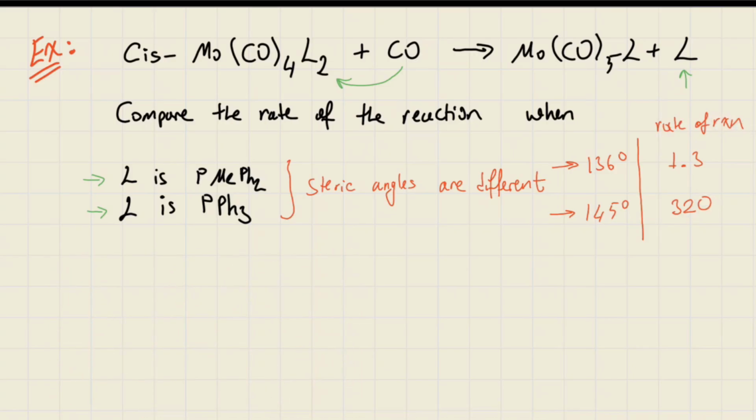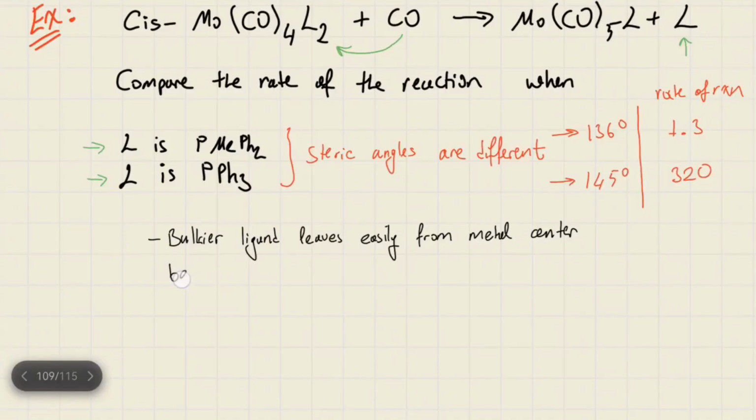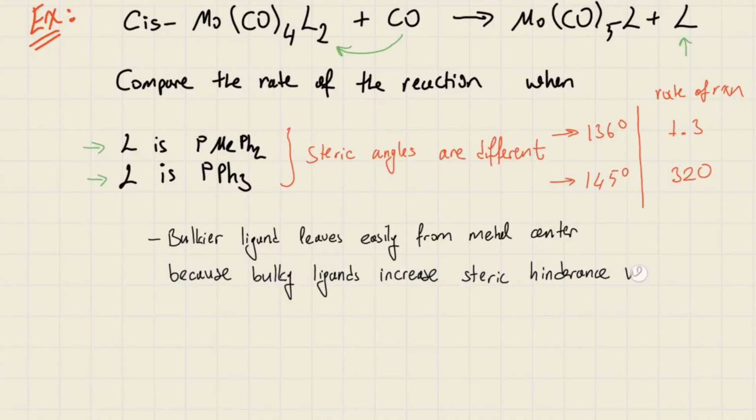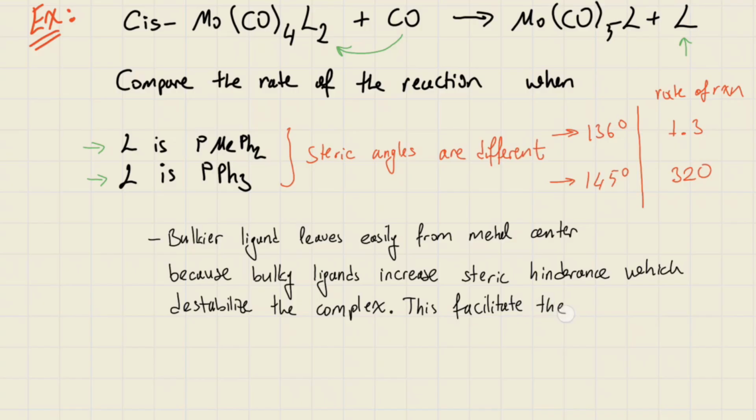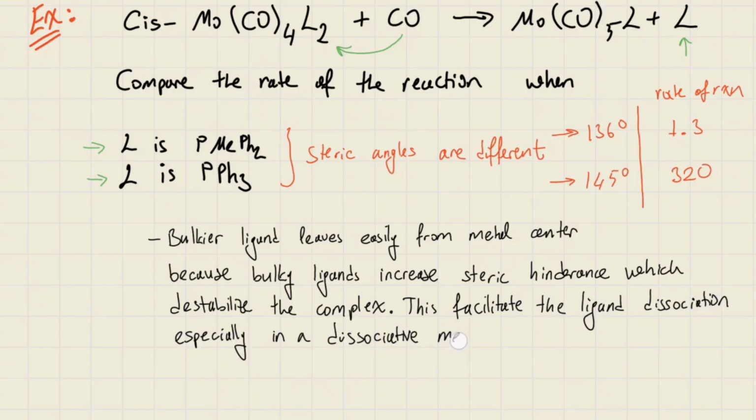So it is very high for the second one. The reason is that the bulkier ligand leaves easily from the metal center. Because bulky ligands increase steric hindrance, which destabilizes the complex, this facilitates ligand dissociation, especially in a dissociative mechanism.